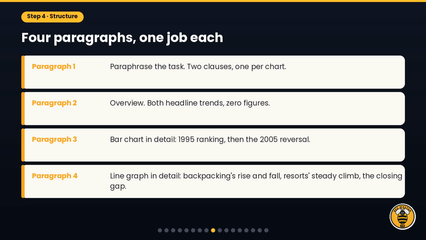Here is the plan. Paragraph 1 paraphrases the task in 2 clauses, 1 per chart. Paragraph 2 is the overview, with both headline trends and 0 figures. Paragraph 3 covers the bar chart in detail, the 1995 ranking, then the reversal. Paragraph 4 covers the line graph, backpacking's rise and fall, the steady climb of resort stays, and the closing gap. 4 paragraphs, around 200 words.